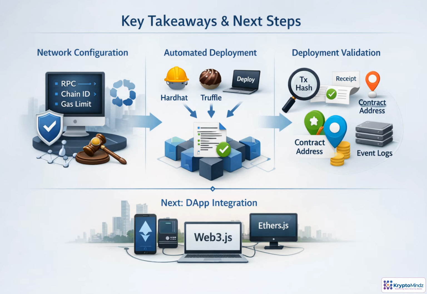You can now take smart contract code from configuration to deployment and proof. Correct RPC, chain ID, signer, gas, and parameters make Besu deployments reliable. Tools automate the workflow, while hashes, receipts, addresses, and logs verify the result. Next, you'll connect deployed contracts to applications with Web3.js or Ethers.js.